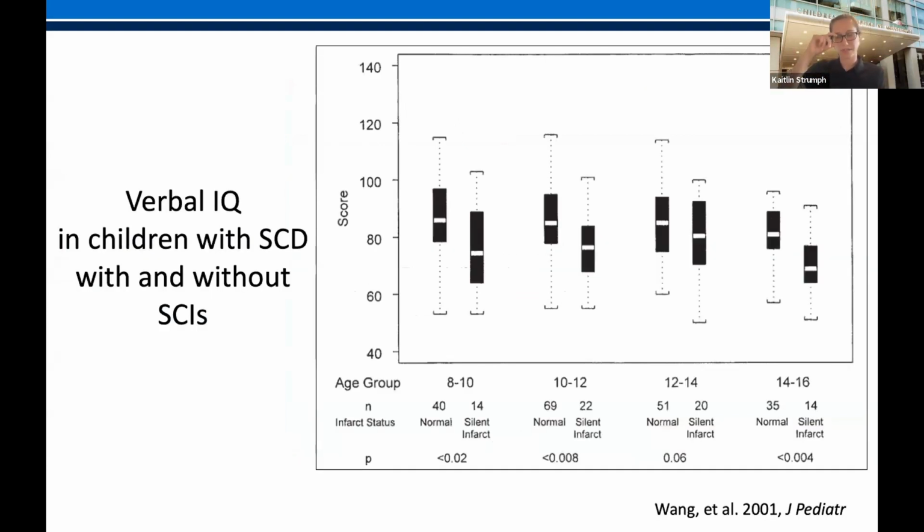This figure shows data from the Cooperative Study of Sickle Cell Disease, which was a prospective cohort study started in 1977 and determined the natural history of sickle cell disease. It was one of the first prospective cohorts. This figure shows the difference in verbal IQ between school-age children with sickle cell disease who did and did not have silent infarcts. You can clearly see that for each group on the x-axis, the verbal IQ is significantly lower in the group with silent infarcts.